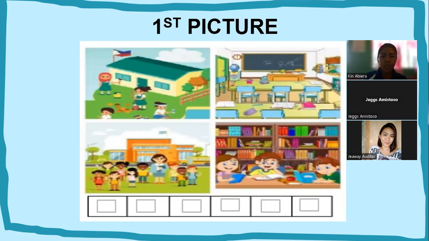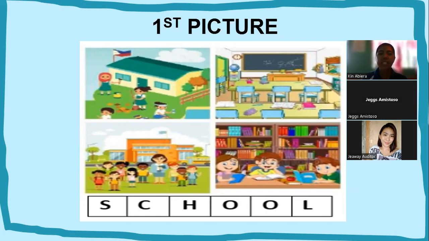In the first picture, what is this? Jags Amistoso, what is in the first picture? That is a school, teacher. Very good. Let's see if your answer is correct. Very good. Your answer is correct. The answer on the first picture is school.